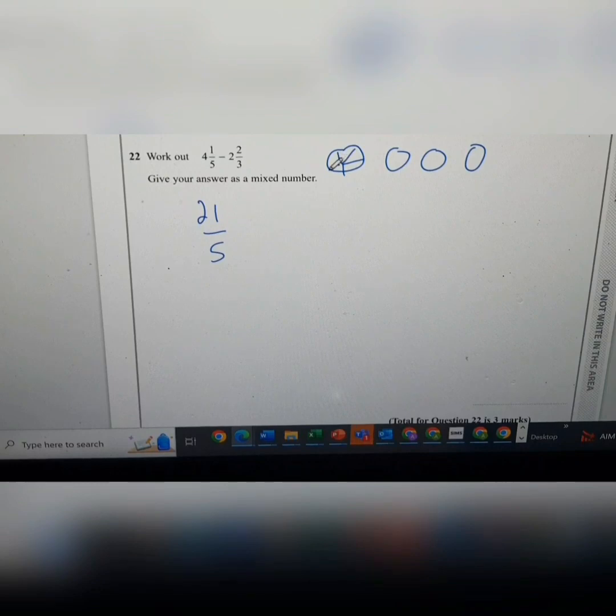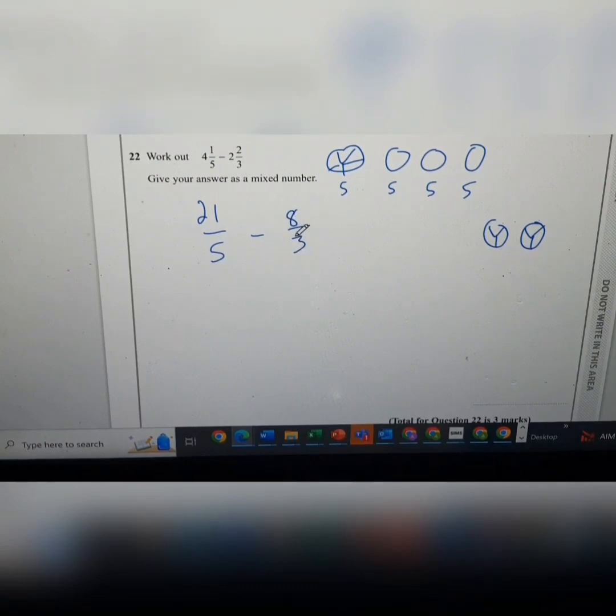1 2 3 4 5. So there's going to be 5 in that one. I'm just going to write the number 5 there, 5 in this one, 5 in that one, 5 in that one. So that's 20 fifths. And then plus 1 fifth is 21 over 5. Take away 2 2/3. How many thirds are there in 1? There's 3. How many thirds are there in 2? There are 6 thirds. Plus the 2 thirds is 8 thirds.